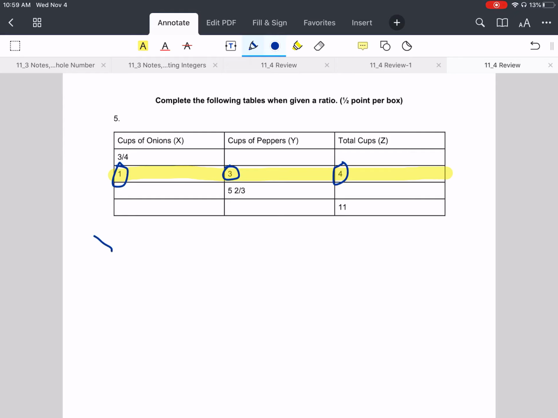So we're going to start with 2 equations for x. And we can see that there is 1 cup of onions for every 3 cups of peppers. So that is the value of 1/3. So x is equal to 1/3 of y. And we have 1 cup of onion to 4 total cups. So that is 1/4 of z. So the amount of onions is 1/3 of the amount of peppers, and the amount of onions is 1/4 the amount of total cups.